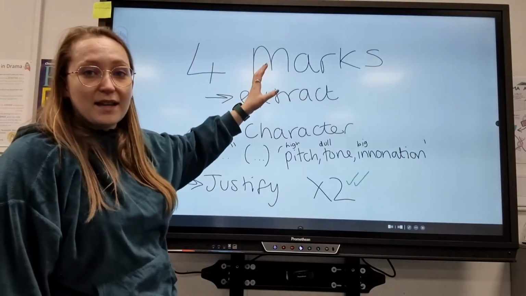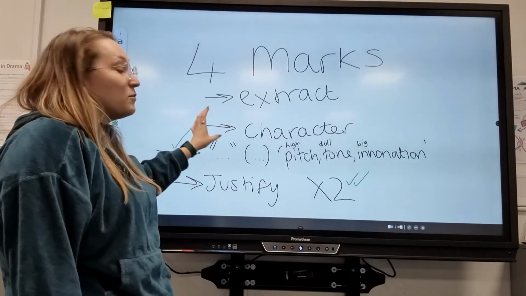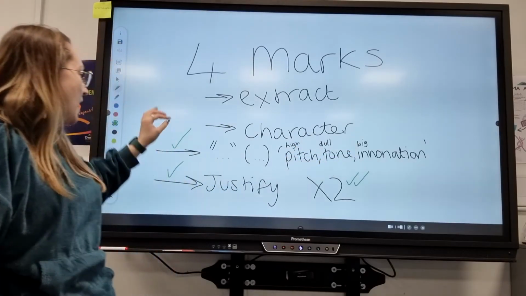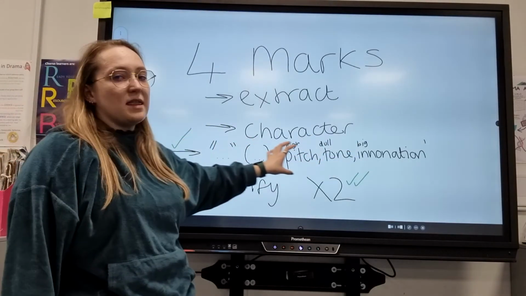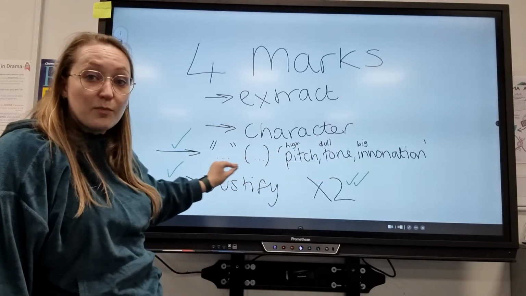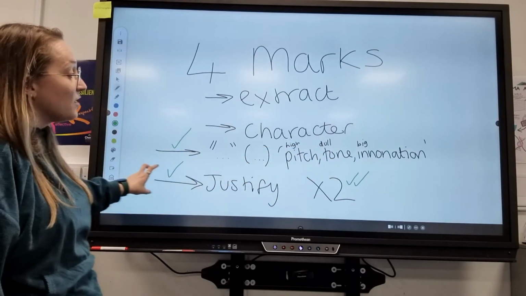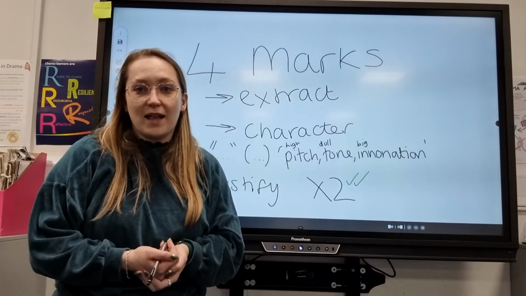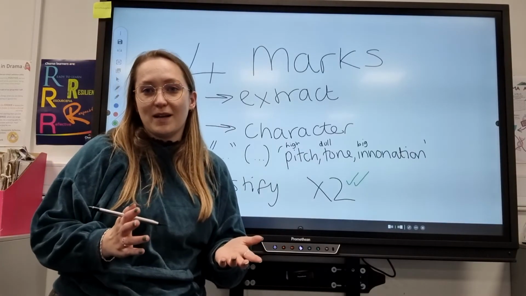It's got to link directly to the extract. It will tell you what character you are answering the question on. To get your first mark, you're saying the specific skill and the specific moment that you would use that skill, and then you justify those reasons why. So hopefully that will help you answer the 4-mark question in your upcoming exams.